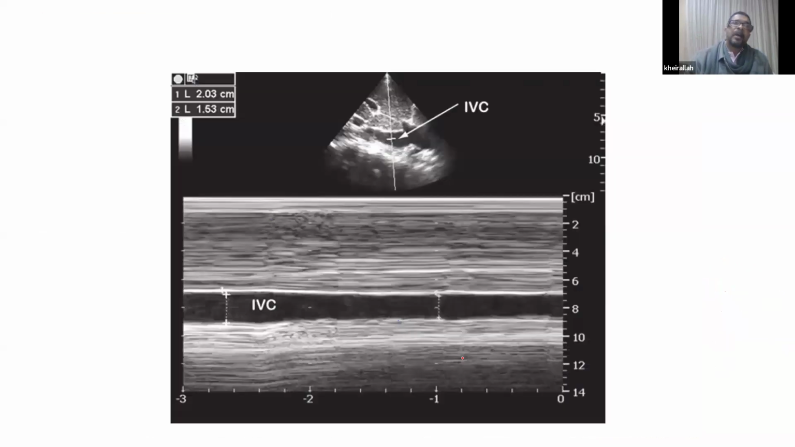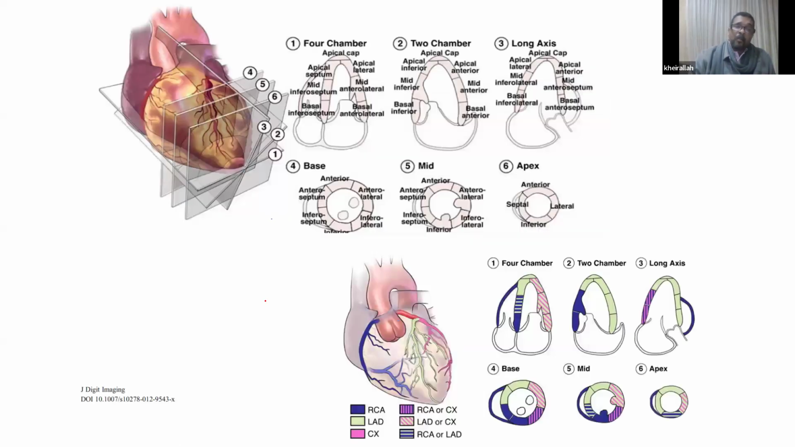What is the 5th M mode? This is the one, IVC M mode. Why IVC M mode? Because it makes it easier for the assessment of diameter and collapsibility. So now, for example, I am seeing it, then I'm gonna follow it for like 6-7 beats and I measure it during inspiration. So I have two measurements, one during expiration and one during inspiration, so I can assess the collapsibility: less than 50, more than 50, or it doesn't exist. Okay, so IVC M mode.